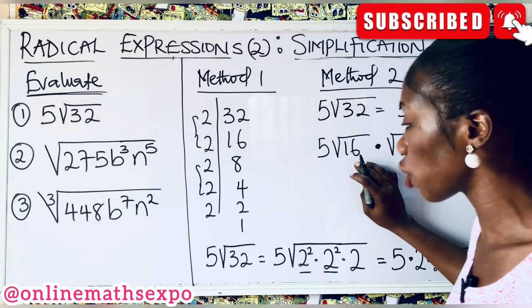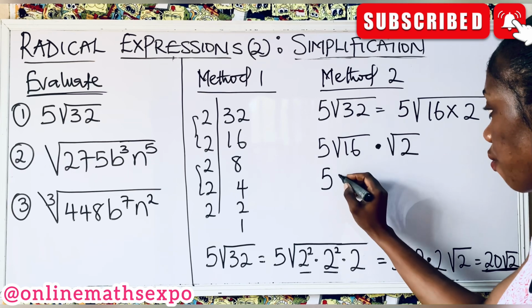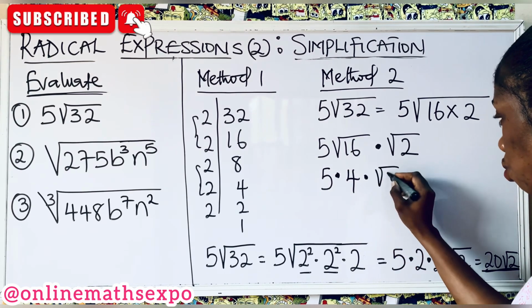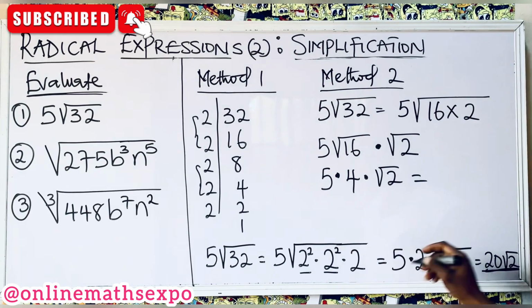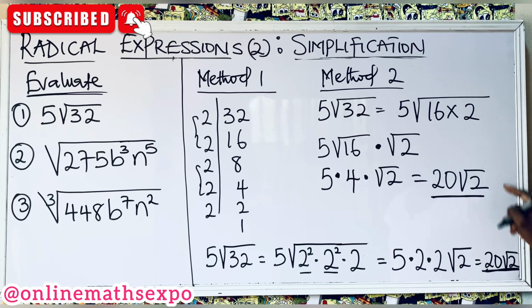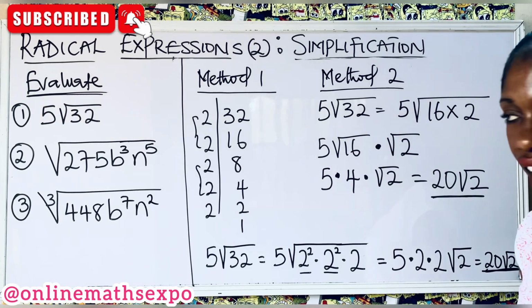Now, remember, the square root of 16 as a perfect square is giving us 4. So we're going to have 5 multiplied by 4, then root 2, okay? And 5 multiplied by 4 will give us 20 root 2 as an answer, which is the same as what we got in the first method. So you see the methods are giving the same answer.